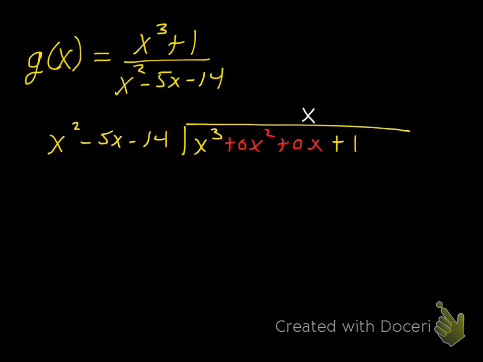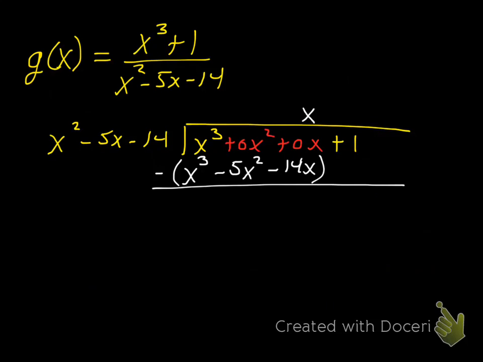And we perform long division like we normally would. X squared times x gives me x cubed. Minus 5x times x gives me minus 5x squared. And minus 14 times x gives me minus 14x. And we'll go ahead and subtract those. X cubed minus x cubed, no x cubed. 0 minus negative 5 will be positive 5 with an x squared. 0 minus negative 14 will be positive 14x, and then we'll bring down the 1.